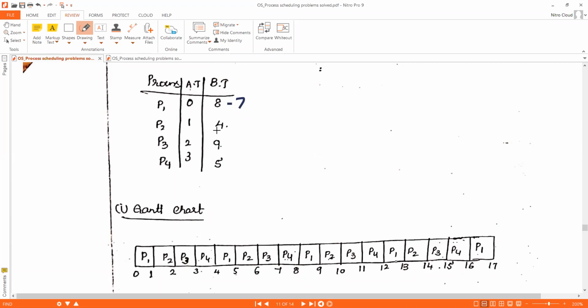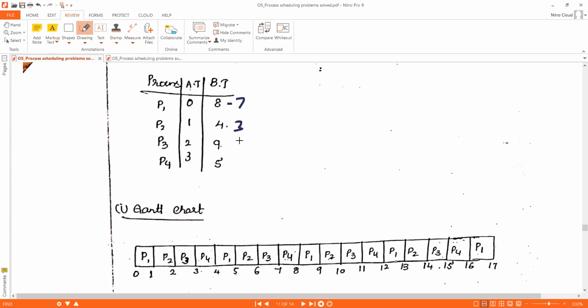Process 2 will execute for 1 millisecond. What is the remaining burst time for process 2? It is 3 milliseconds. At clock time 2 milliseconds, process 3 arrived in the ready queue. Its burst time is 9 milliseconds. At time 2, the CPU will be allocated to process 3, and process 3 will also be executed by the CPU for 1 millisecond.